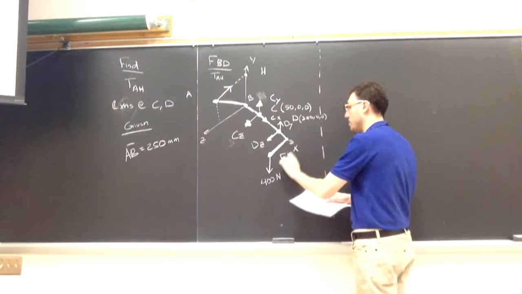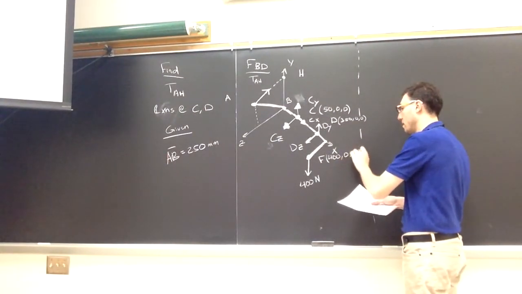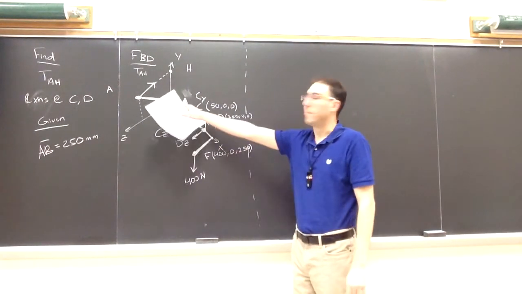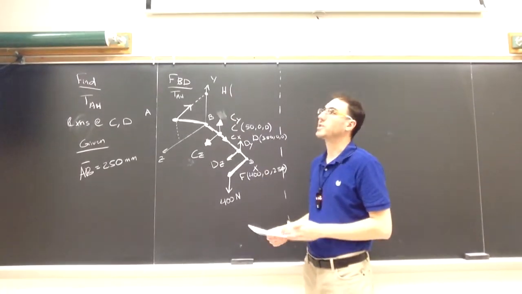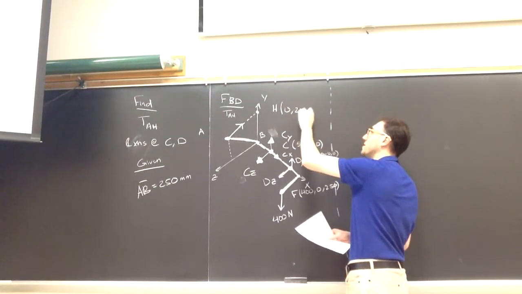F is at 400, 0, 250. These are all in millimeters. B is at the origin, so I won't mark it. H is located on the y-axis, so at 0, 250, 0.